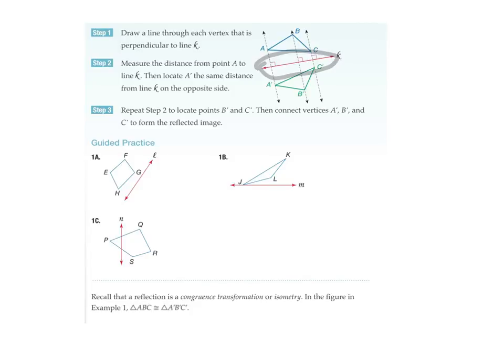All right, and then all you're doing is purely and simply measuring distances. If the distance from A to the line is, let's just say, 4, then the distance from the line to A dash, which is the image of it, must also be 4. Similarly with B, similarly with C. Once you've plotted your 3 points, just connect them and you've got your reflected image.